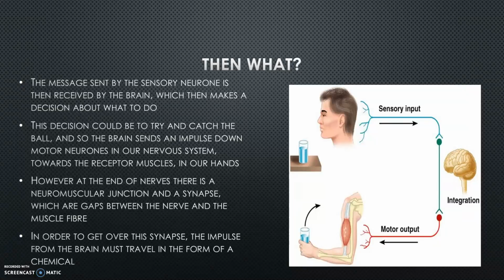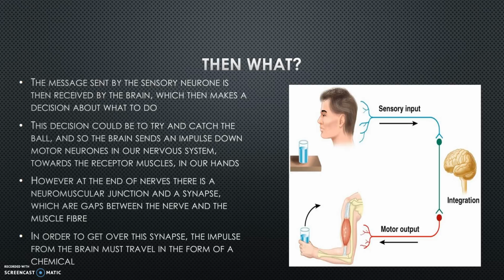And so the brain would send another message down motor neurons in our nervous system towards the receptor muscles in our hands, saying, get ready to try and catch the ball that's coming towards you. But the problem with this is that at the end of our nerves, between them and the muscle fibers, there are gaps. And the slightly bigger gap is called a neuromuscular junction. And inside this junction is a smaller gap called a synapse. And this synapse is actually what stops the impulse being easily received by the muscle fibers.